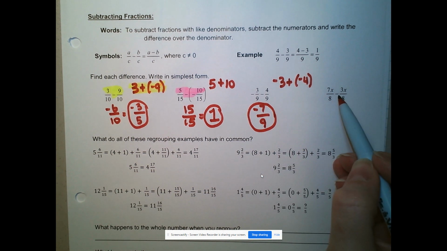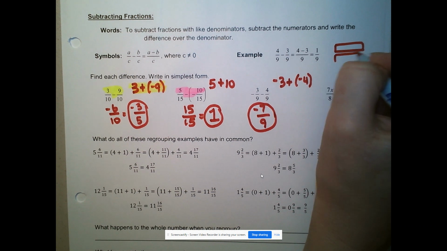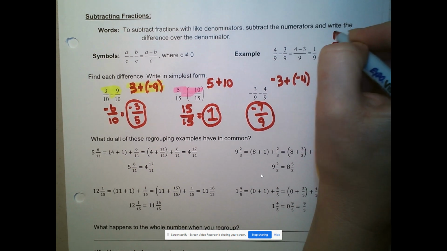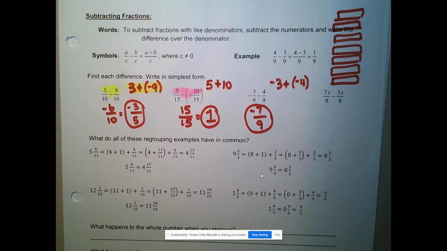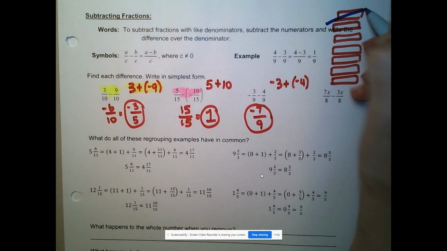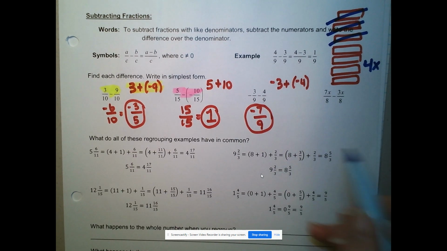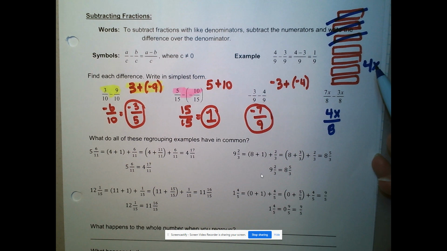And last but not least, if I have 7 x tiles, so let's say 1, 2, I don't know if I'm going to fit these in here, 3, 4, 5, 6, 7. So if I have 7 x tiles and you take away 3 x tiles, 1, 2, 3, you still have 4 x tiles remaining. So this one is 4x eighths. I still have 4 x tiles. If I have 7 x's and I take away 3 x's, I still have 4 x's, eighths.